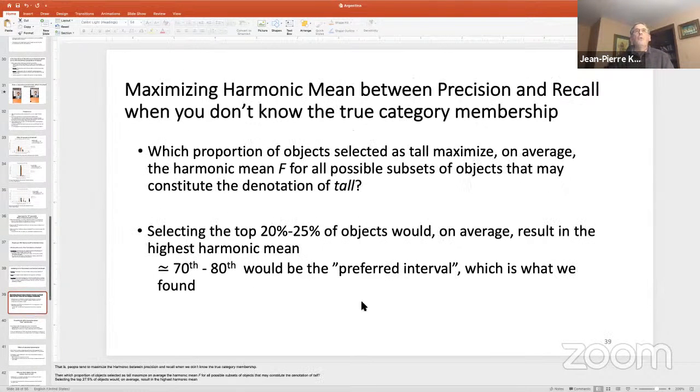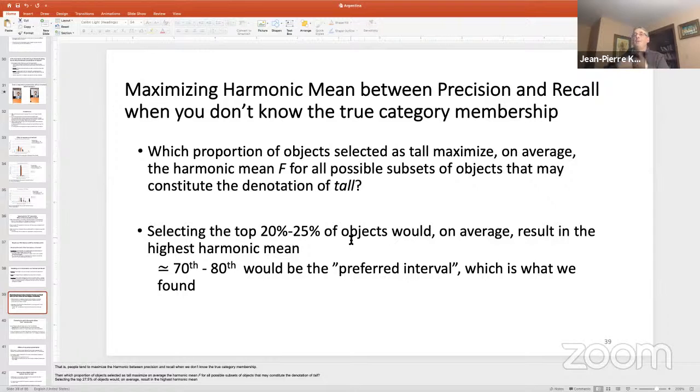Okay, so when you do that, selecting the top 25% of objects would on average indeed result in the highest harmonic mean. Pretty much the 75th percentile would be the best, although if you choose the 75th or even the 70th, it's close enough. Anything between the 70th and 80th percentile would be pretty much equivalent, but 77.5 is slightly better. So what that means is, if you choose between 20 and 25% of the objects as tall, you minimize your chances of being wrong.